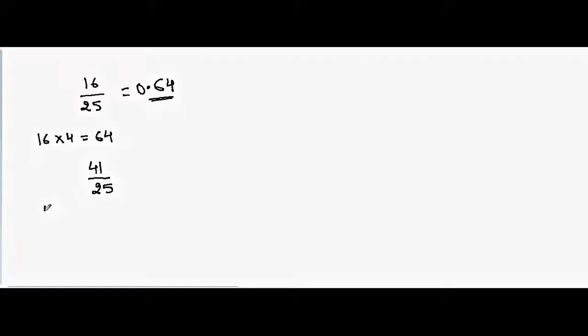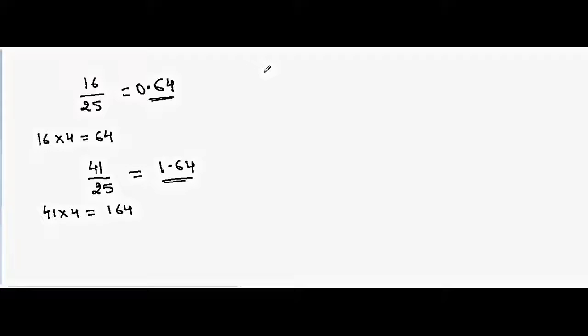Again, if I have 41 and I want to divide by 25, in this case 41 into 4 is equal to 164. So the answer will be equal to 1.64. So as you can see, this 41 by 25, most people would have to use a calculator for this calculation, but we can do it without taking any time, just in the mind.